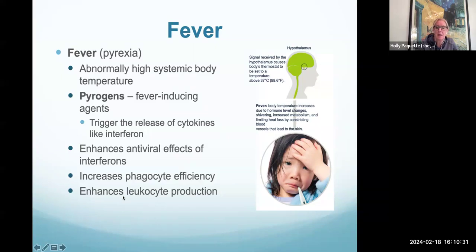And lastly, it enhances the leukocyte production, meaning that all those white blood cells that we need in an infection will be increased. The production of them will be increased. So fever plays a major role in helping us to get better or to fight off an infection.